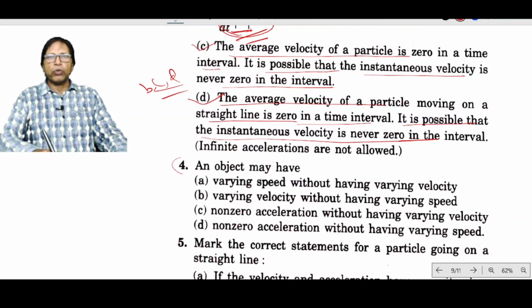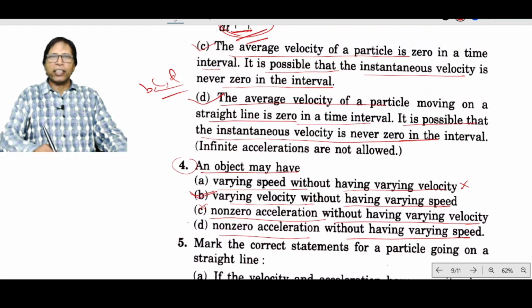Look at these 4. An object may have varying speed without having varying velocity? No. Varying velocity without varying speed? Yes, in a circular motion it is possible. Non-zero acceleration without having varying velocity? No, not possible. Non-zero acceleration without having varying speed? Yes, it is correct. So here B and D are correct.